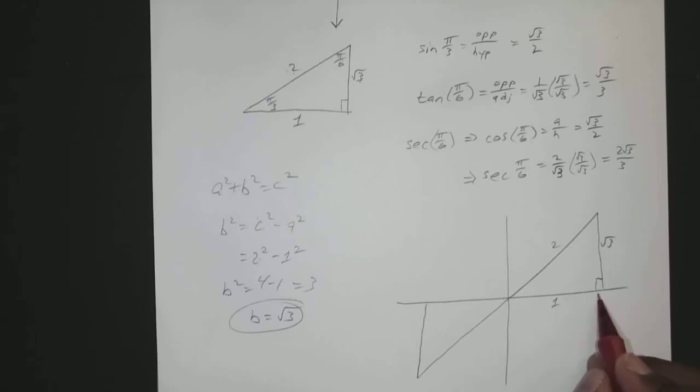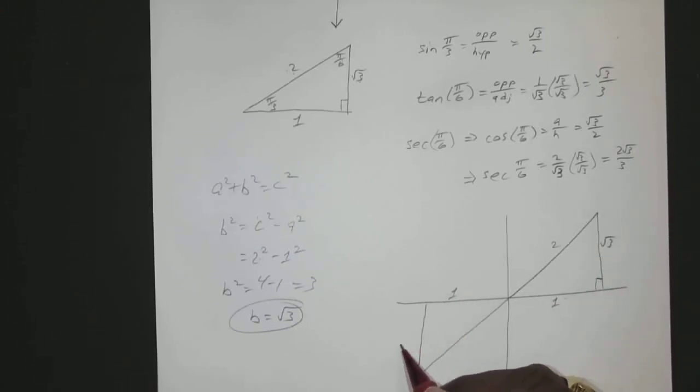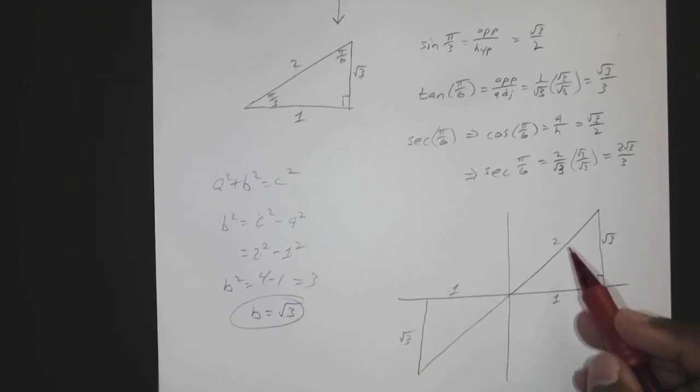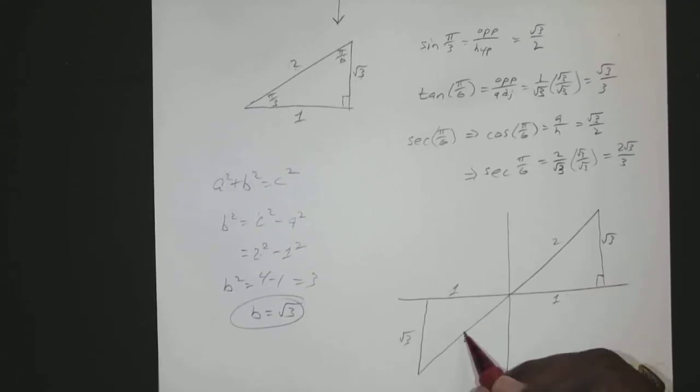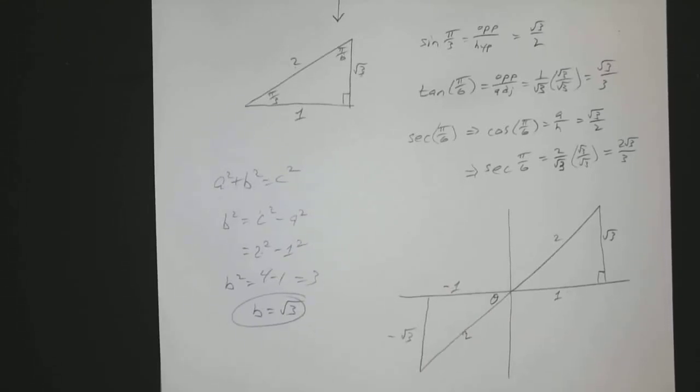Okay. Our x would still be 1. Our y would still be square root of 3. And our radius would still be 2, our hypotenuse, because this is our theta. The only difference is here, our x and y are negative. So this would be negative 1, negative square root of 3.